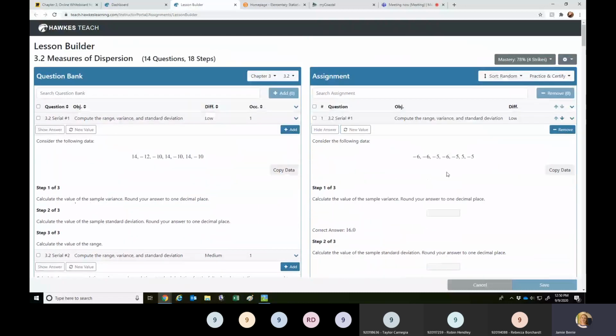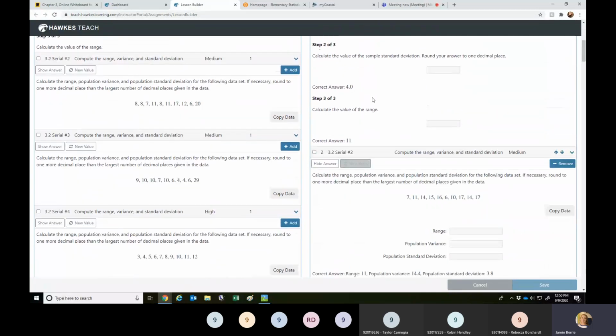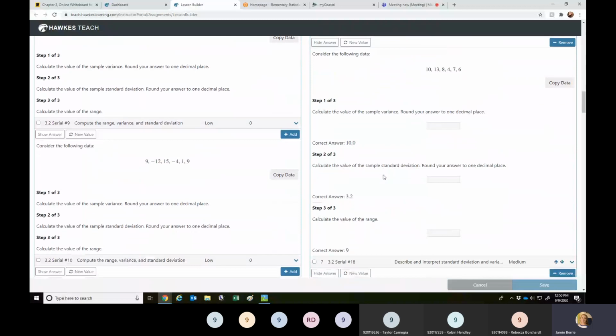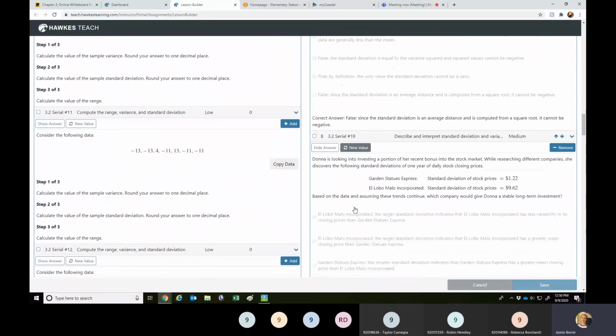These are the questions that are on your homework. Be very careful when you're answering these questions. Make sure you're paying attention to the wording, whether it says sample variance and sample standard deviation, or population variance and population standard deviation. Here's the question that Nikki was telling us about earlier. Decide if the following statement is true or false: it is possible to have a standard deviation of -4. That would be false because standard deviation cannot be negative.